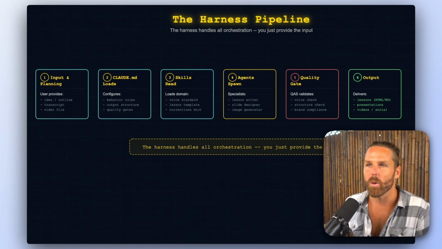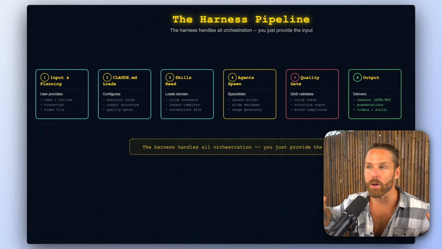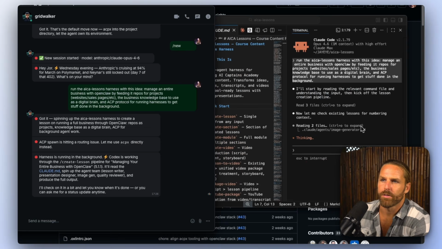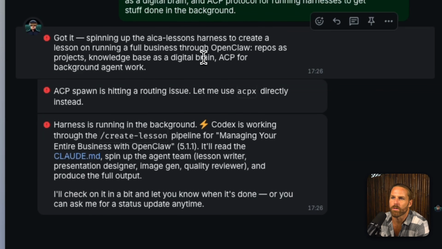This is a harness. We call them rigs inside the AI Captains Academy. Inside the school, there are many templates you can play with and start working with to learn these. So now let's do something with the harness. Spinning up the harness to run a full business.